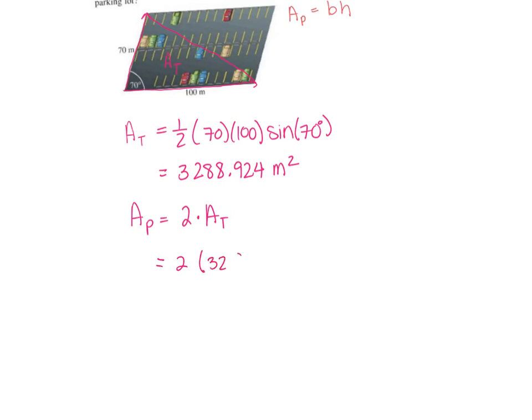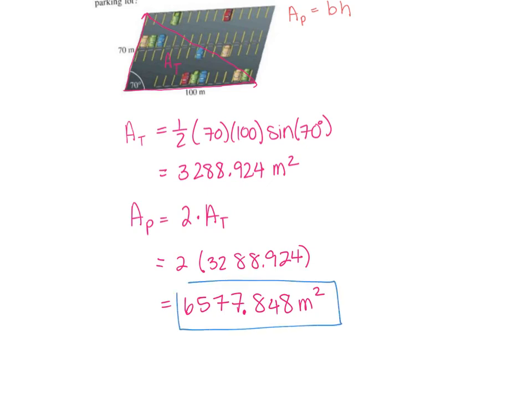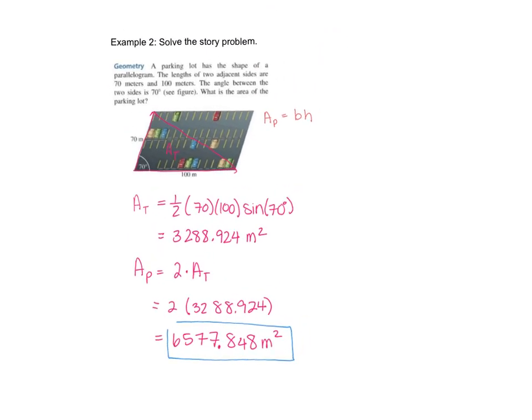So I've kind of made my own formula here to help me out by using a little bit of trigonometry. So I'm just going to take that area that I found earlier for the triangle and pull that in. So if I multiply 2 with this area of the triangle, I get 6577.848. And this is going to be meters squared, because our units are going to have to be squared if we're talking about area. All right, and that is it for this problem. It looks like our area of the parking lot is 6,577.848 meters squared.